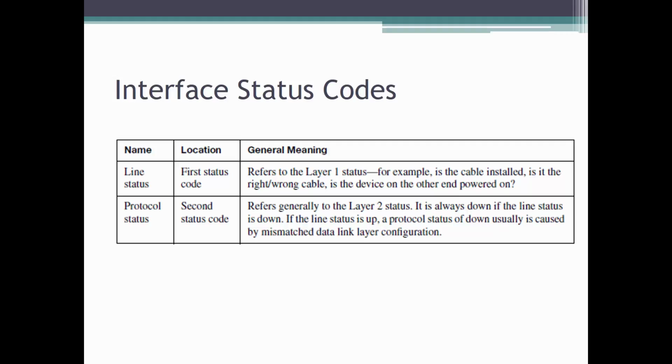For interface status codes, the line status, which is the first status code, refers to the layer 1 status, physically. The protocol status, the second code, refers generally to the layer 2 status. It is always down if the line status is down. If the line status is up but the protocol status is down, this is usually caused by a mismatch in the data link layer configuration or the incorrect cable.